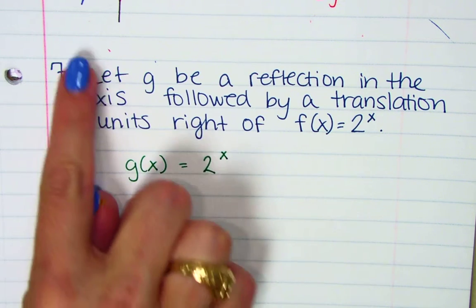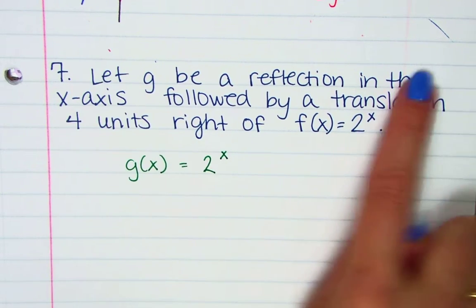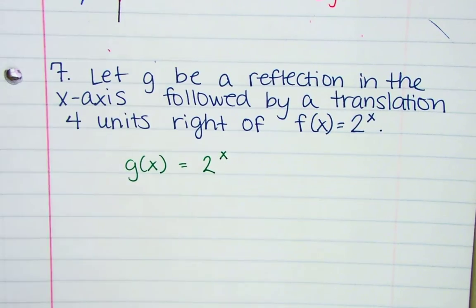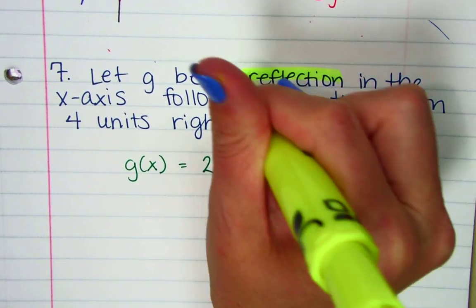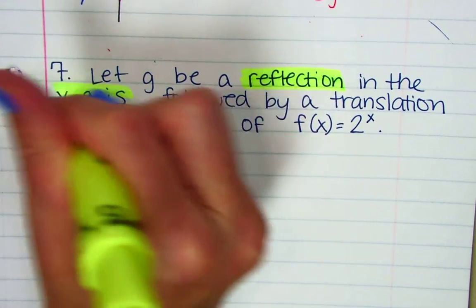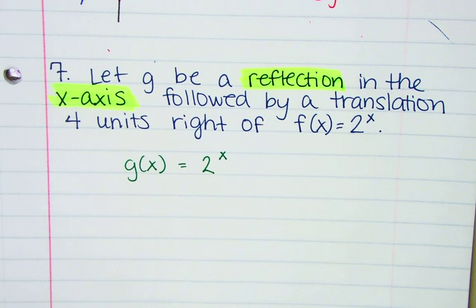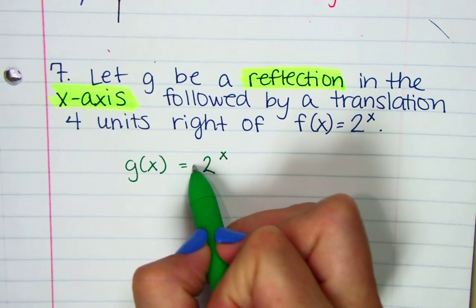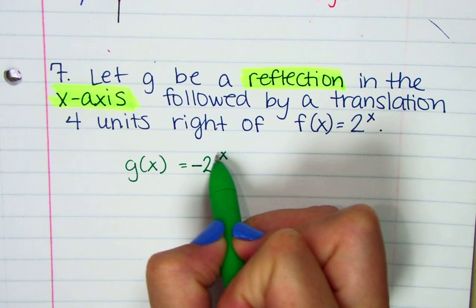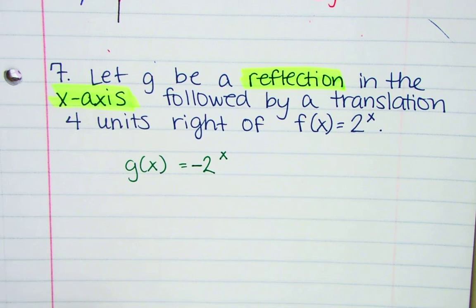I need to add my transformations to it. Okay, so we're going to read it and do what it says in the order it says it. The first one is reflection in the x-axis. How do I show that in my equation? Negative in the front of the 2, right? If it's in the y-axis, it would be up here. But negative in front of the 2.